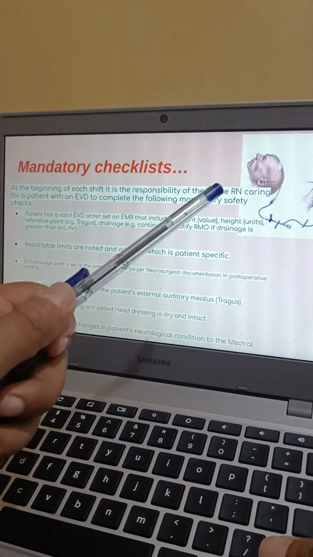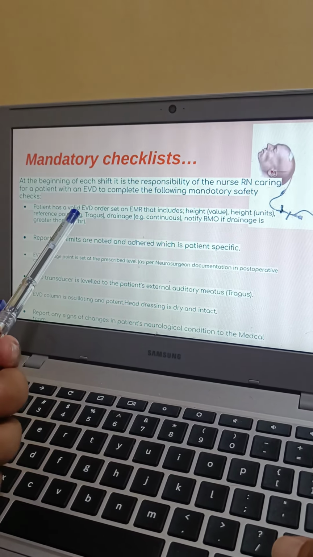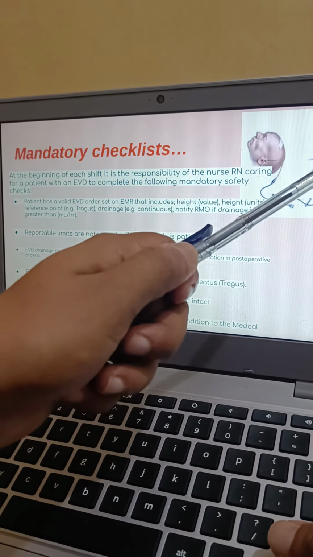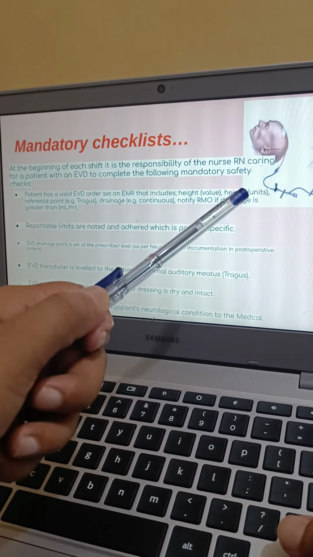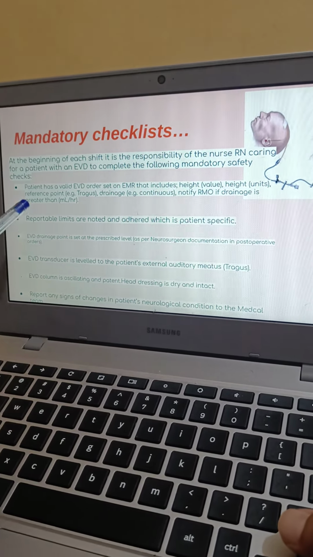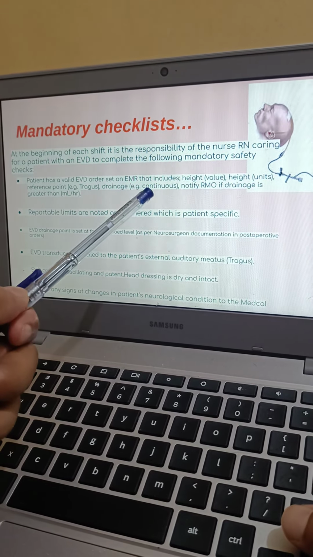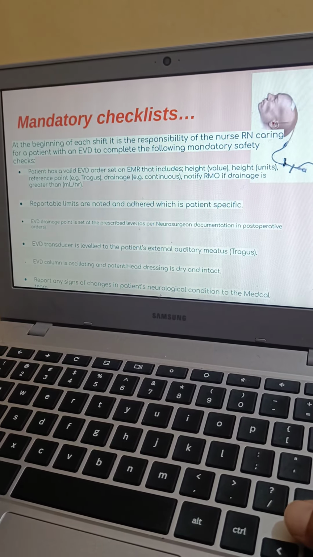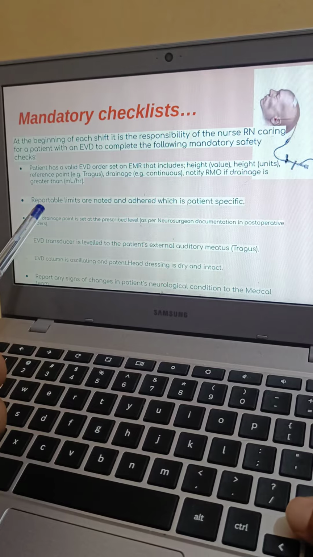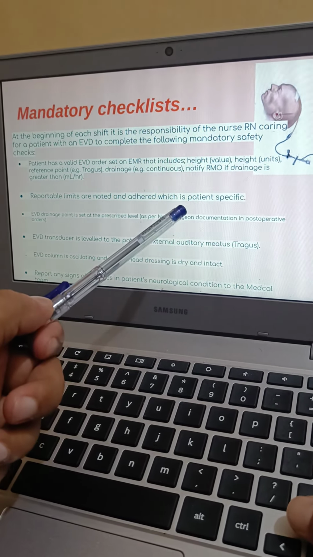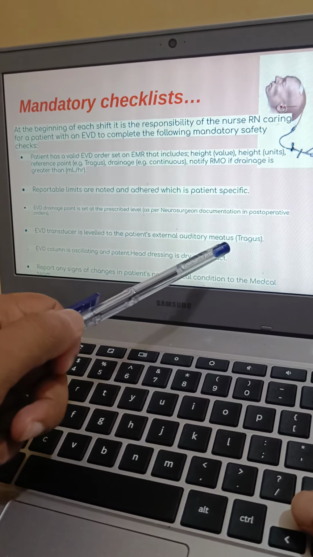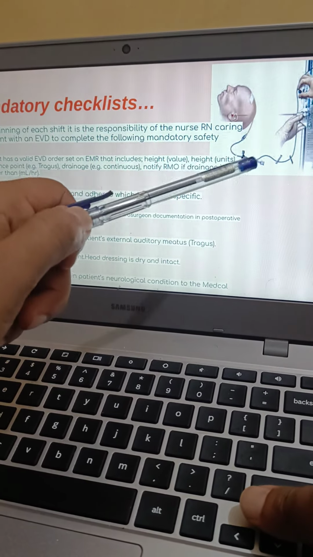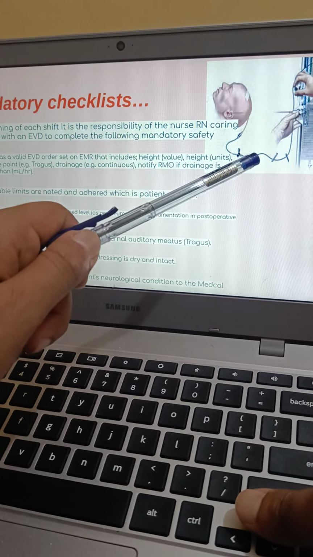Then when we are taking endorsement, we should check that the patient has a valid EVD order, the height of the gauge, which pressure it is at, the units, the reference point at tragus level, and how the drainage is going. Then reportable limits are noted and adhered to, specific to the patient. Suppose the EVD output is less, we need to immediately reassess, recheck all the tubings, and take immediate action.